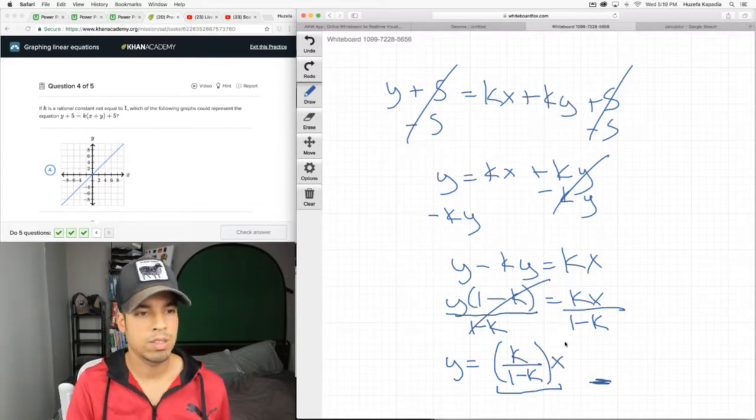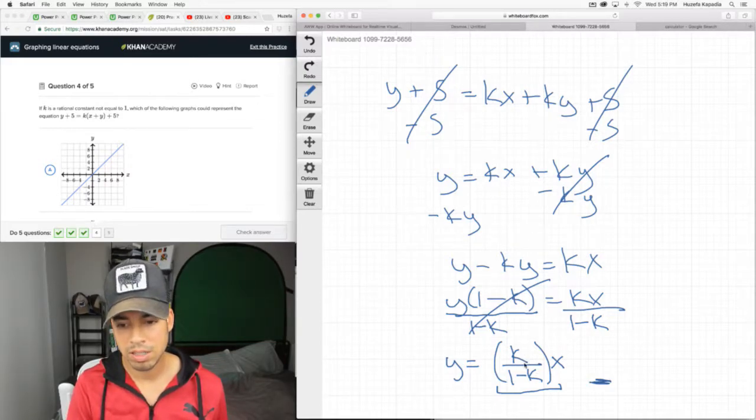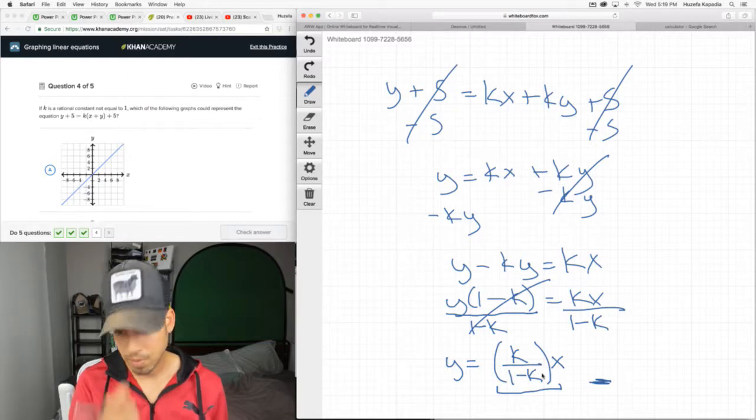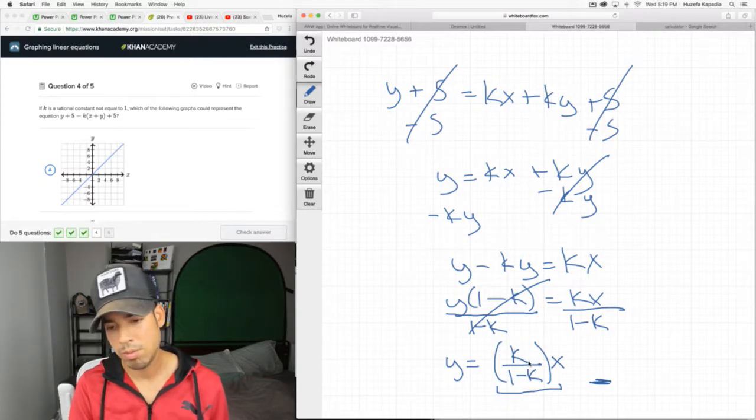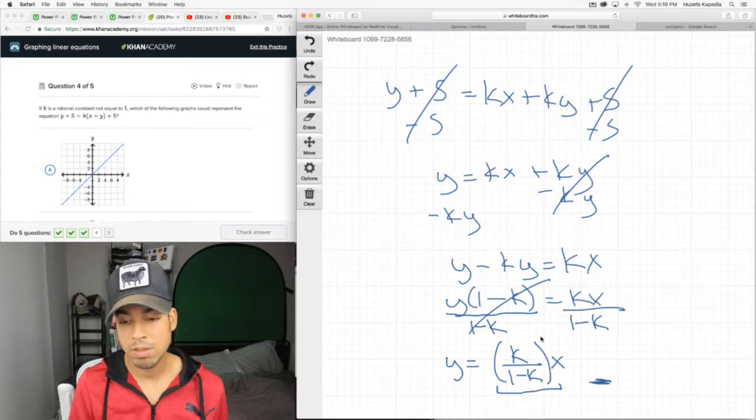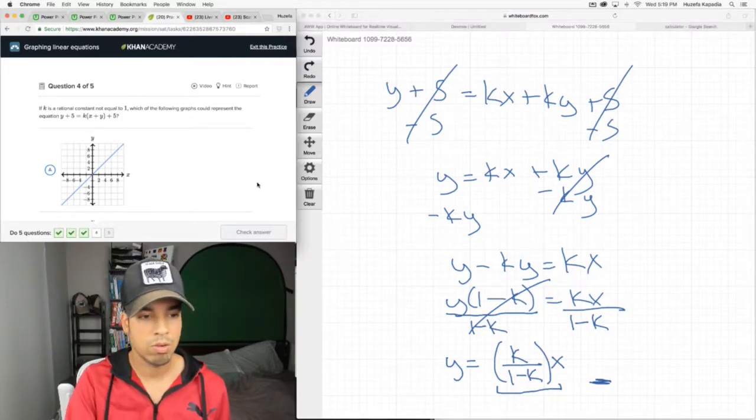We can think about some different examples. It says not equal to 1 only because this would give us a denominator of 0. But it could be 2, and if it were 2, it would be a slope of, let's see, -2. It could be 3, it'd be a slope of -3 over 2. Anyways, but it could be some fraction. It could be any value. The main thing is it's some slope and it's going through the origin.